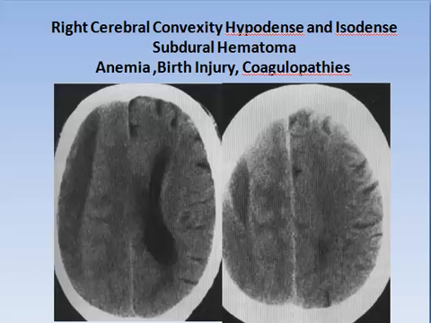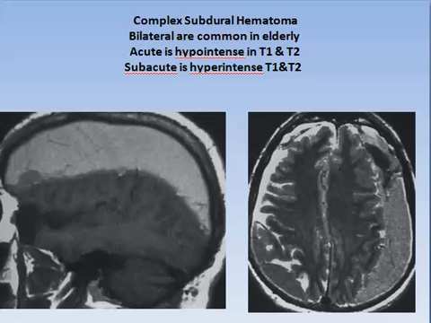This occurs in anemia, birth injury, and coagulopathies. Of course, there are mass effects. This is a complex subdural hematoma, seen as bilateral with layering, lamination, and different ages. Some are dark, some are intermediate. Here is the large intermediate subdural. So this is bilateral subdural hematoma.